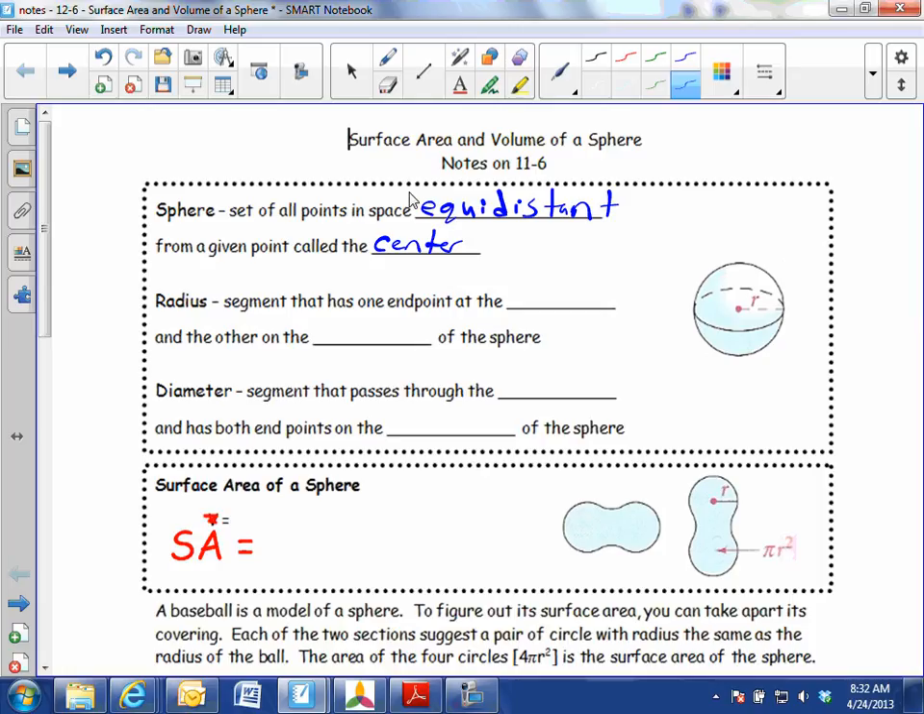And just like in a circle, we have a radius. So a radius is a segment that has one endpoint on the sphere, should be at the center, and the other is on the edge of the sphere. Just like with a circle, we measure from the middle to the edge. And a diameter, like with a circle, is a segment that passes through the center, and both endpoints are on the edge of the sphere. Just like a circle.